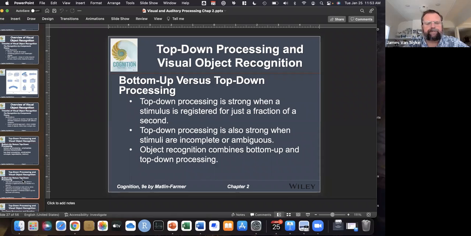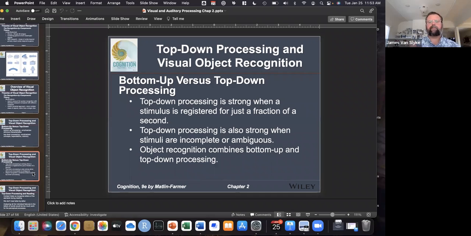Or comments? So then to review this a little bit more, top-down processing is strongest when a stimulus is registered for just a fraction of a second. So when we see just a quick flash of something, we use more top-down processing, because here again, we're having to fill in what we've seen. Based on that quick flash, we have to interpret it as best we can.